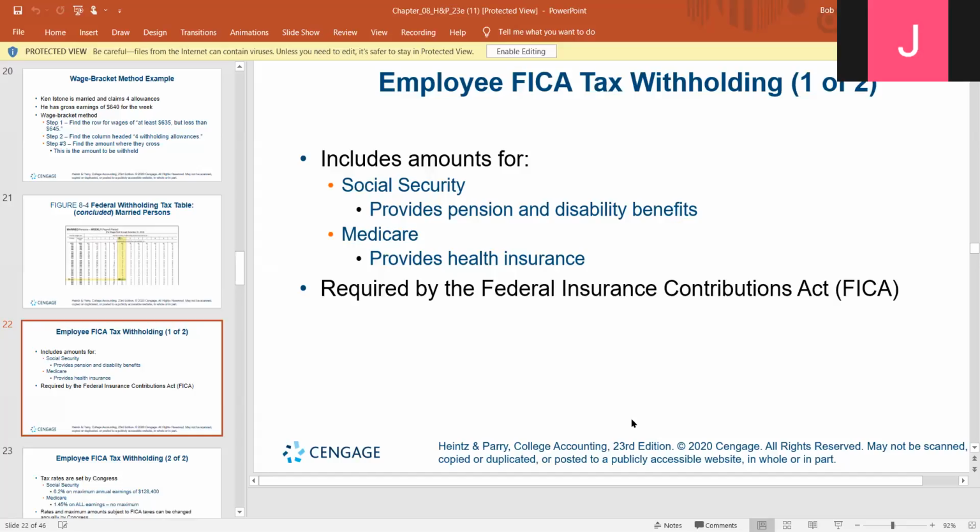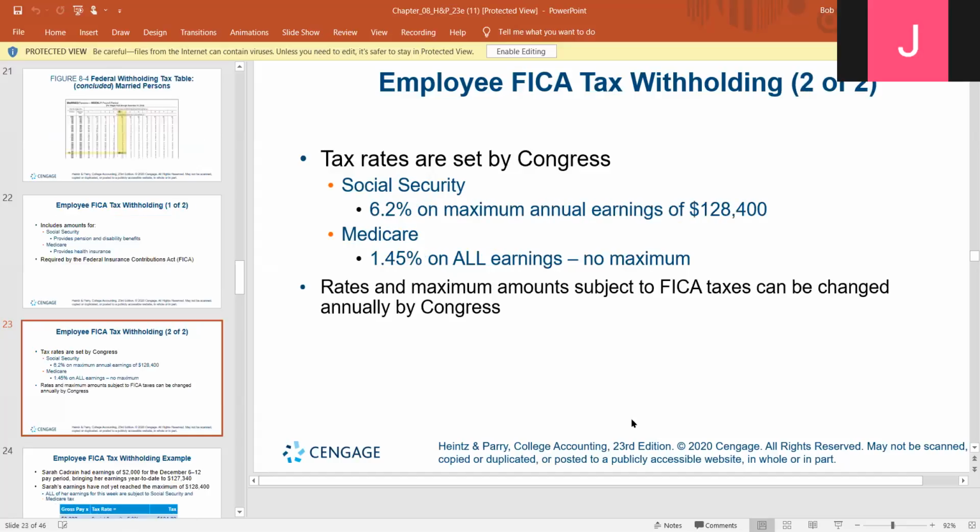Social Security. Also, Medicare. My medical coverage is through FICA. It's Medicare. That's coming out of your pocket as well to pay me now. Future generations will take care of the Jonathans of the world, okay? Look at the tax rates. You don't have to memorize these, but Social Security is 6.2% on earnings up to $128,400. Medicare is 1.45% on all earnings.